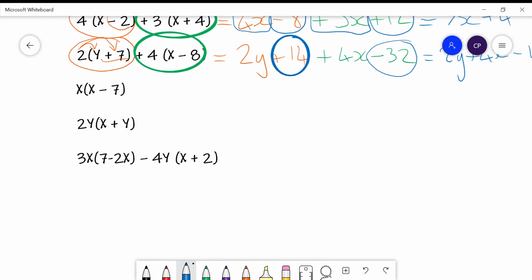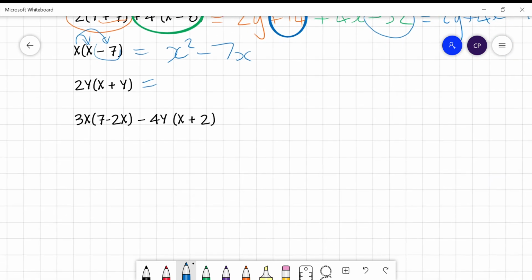So with this one, same idea, everything outside the bracket times by everything inside the bracket. The only difference here is we're doing x times x. Now, x times x, something times itself is squared, so x squared. X times negative 7 will give me negative 7x. And there's nothing there I can bring together, so I leave it as it is.